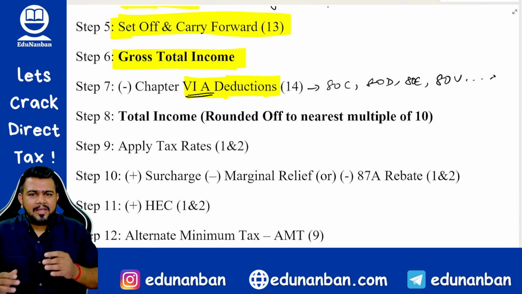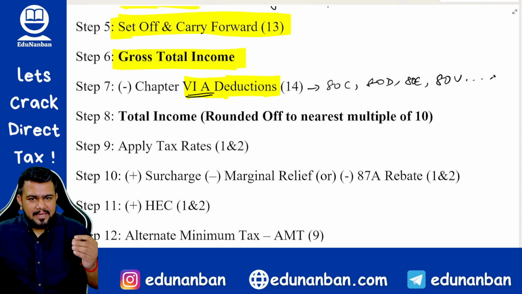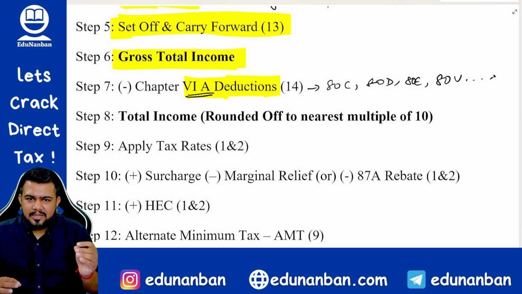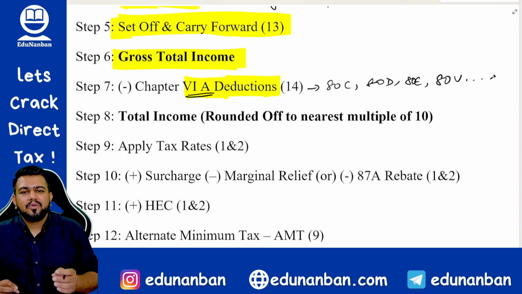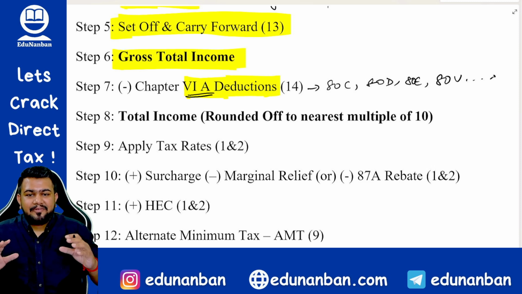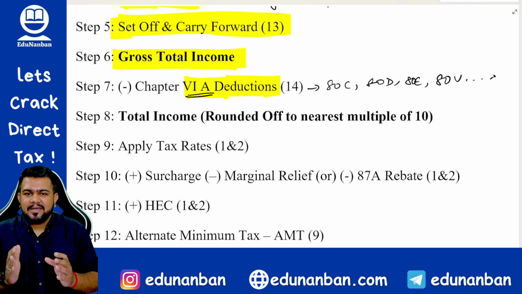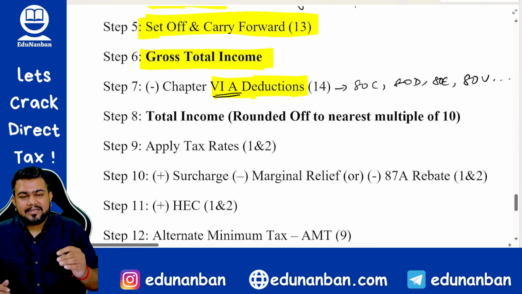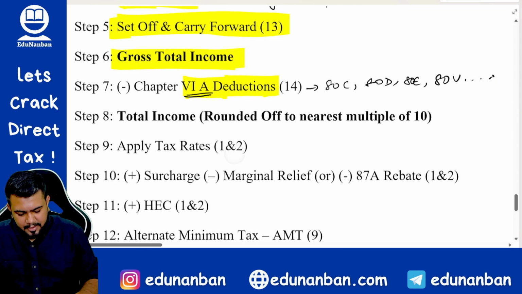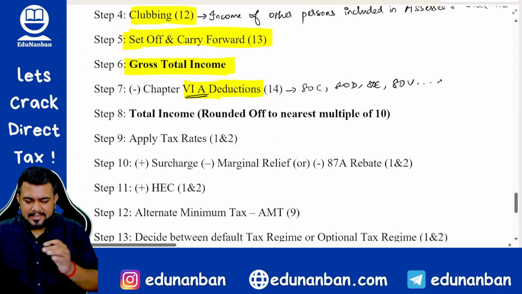For example, if I invest my money in a life insurance policy, then the premium can be claimed as deduction. If I am taking an education loan, then the interest on the education loan can be taken as deduction. If I am hiring additional employees, the amount of salary given to additional employees can be taken as extra deduction. So these are all the deductions over and above the deductions which we have already discussed. You got my point? These are chapter 6A deductions.